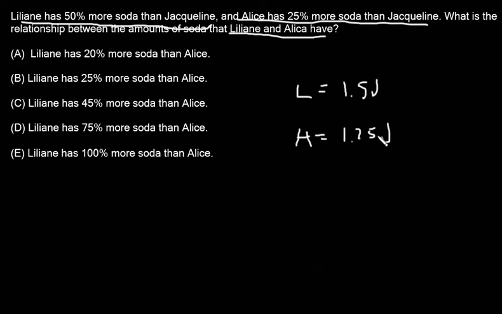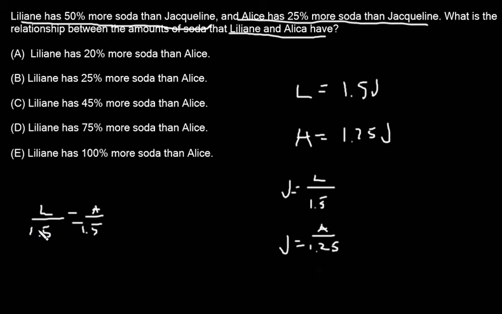Well, we can put everything in terms of J here, so we have J equals L over 1.5. And we also have here J is equal to, well, we can divide 1.25 on both sides. So we also have J is equal to A over 1.25. And so here we have two values for J. So these two can correspond with each other. So we can just use our substitution property and have L over 1.5 is equal to A over 1.25. Because all we're saying here is J is equal to J, and these are the values of J. Now we can cross multiply and find our value.